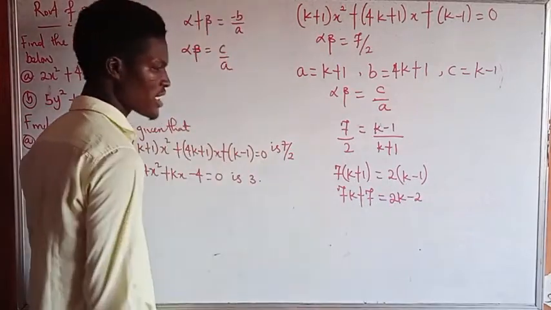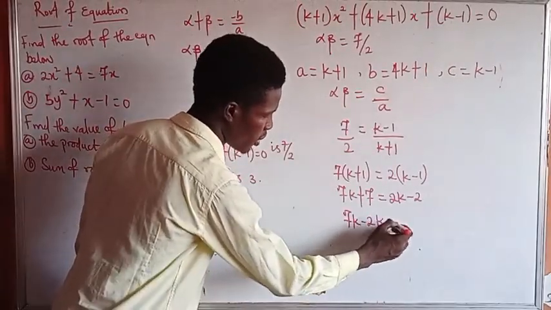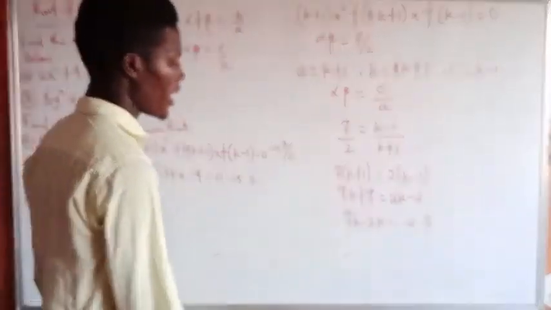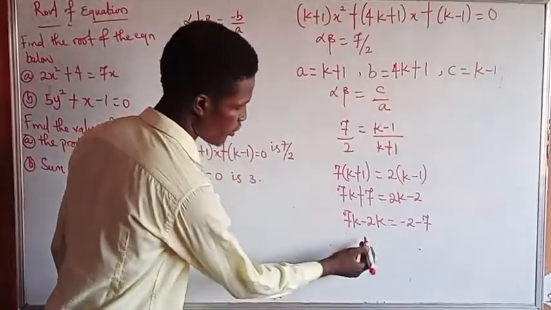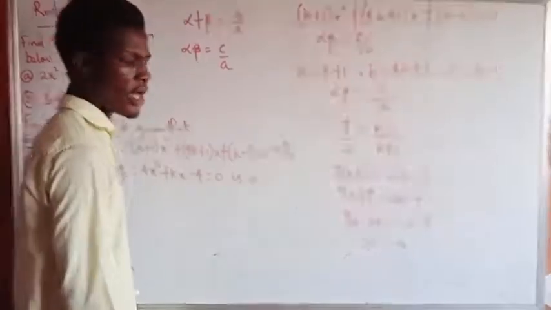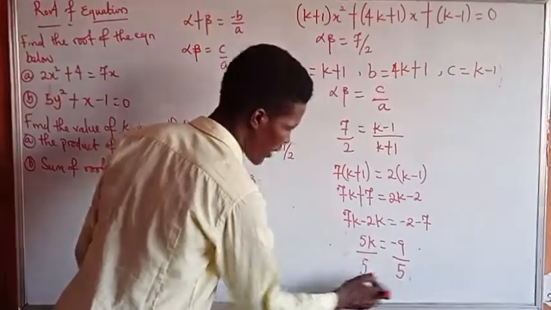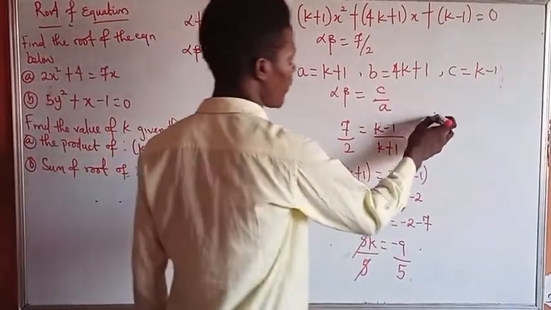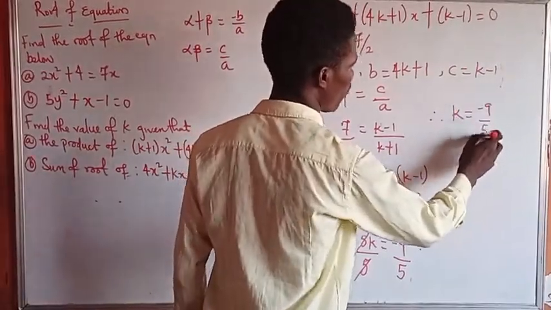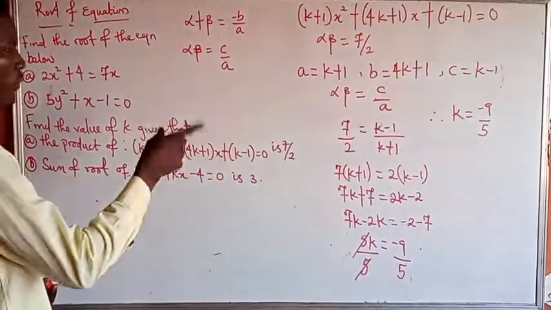So collect like terms. That will be 7k minus 2k equals minus 2 minus 7. Alright, so from here 7k minus 2k will give me 5k equals minus 9. So if you are dividing through by 5, so we have 5 and now we have 5, then 5 will cancel 5. Therefore, the value of my k is minus 9 over 5. So this should be our answer when the product of roots is 7 over 2.